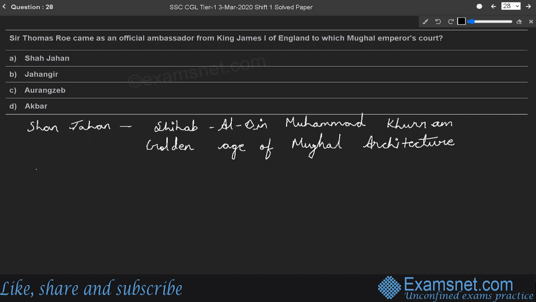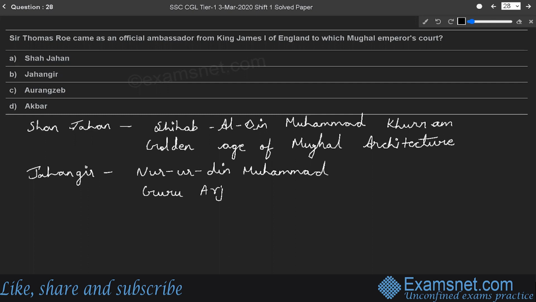Second option is Jahangir. He was given the title of Nuruddin Muhammad. He executed the fifth Sikh Guru, and the name of the Guru was Guru Arjan Dev. He also established a chain of justice which was called Zanjiri Adil.